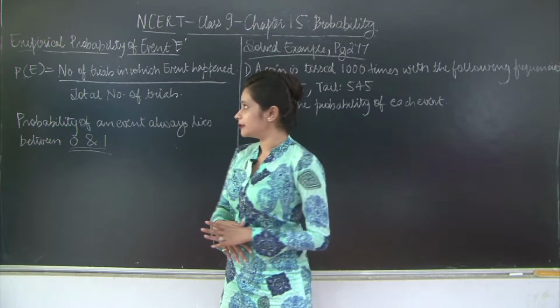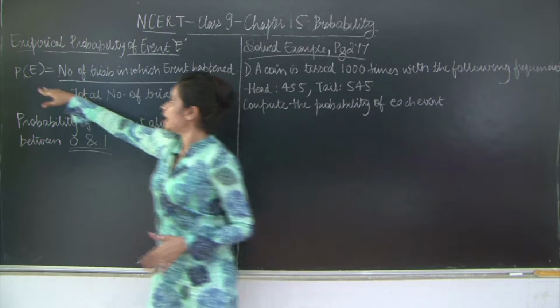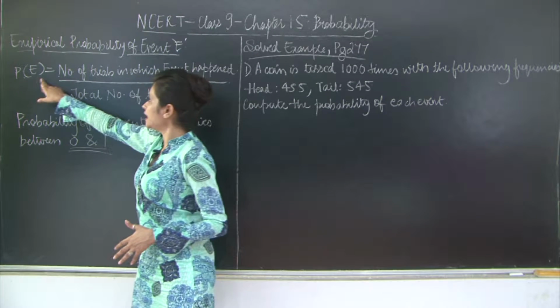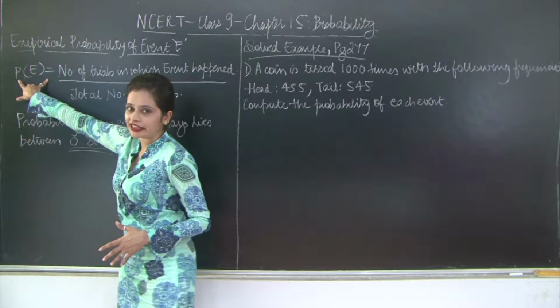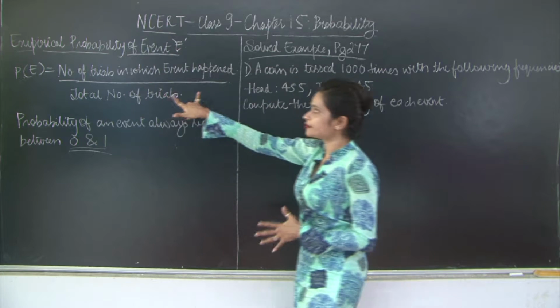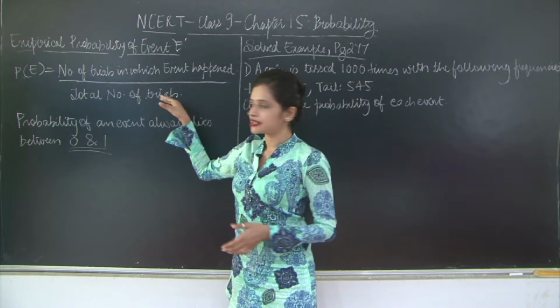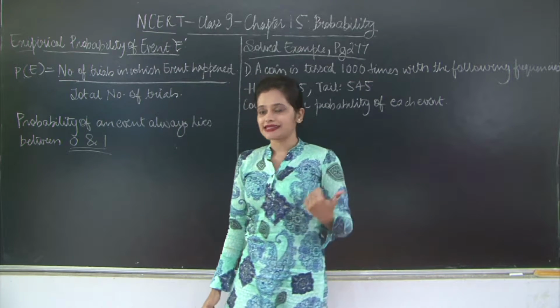probability of event E. So we have a formula for this which states P(E) means empirical probability, P stands for empirical probability and E is the event. So the empirical probability of event E is given by the number of trials in which an event has happened upon the total number of trials. Now you will understand this better when I explain it to you with an example.